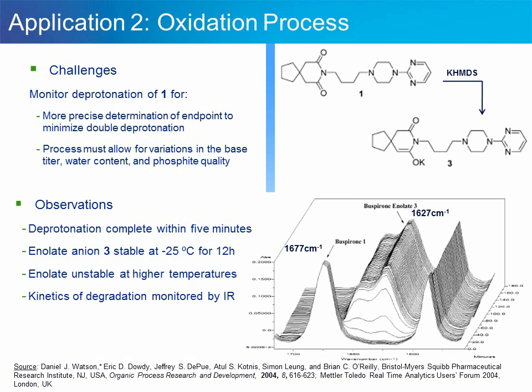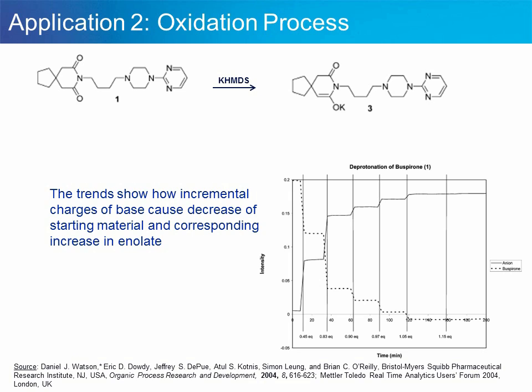What was observed? The deprotonation was complete within 5 minutes. The enolate anion 3 was stable at minus 25 degrees C for 12 hours. It was unstable at higher temperatures, and the kinetics of degradation were monitored by IR. The trends on the right show how incremental charges of base cause a decrease of starting material and a corresponding increase in enolate.